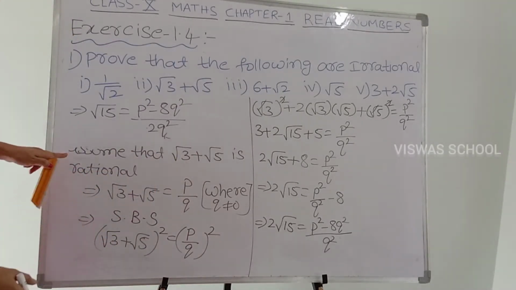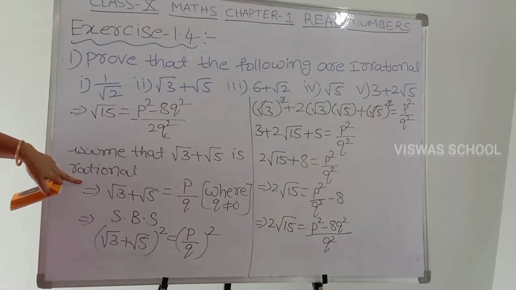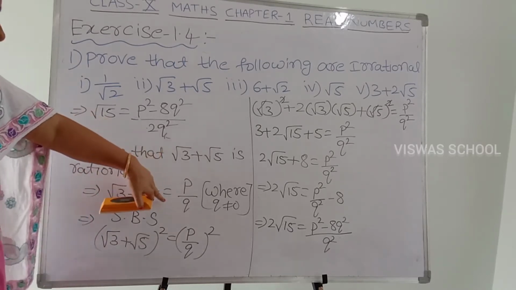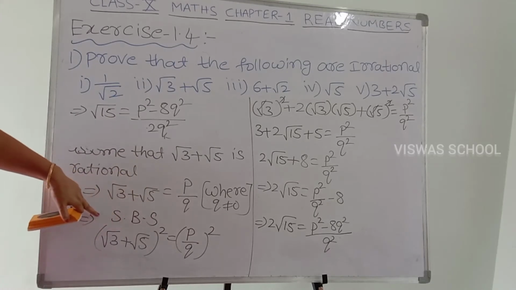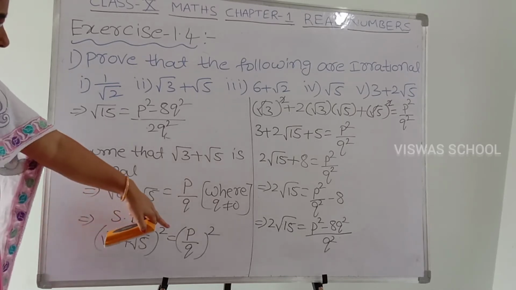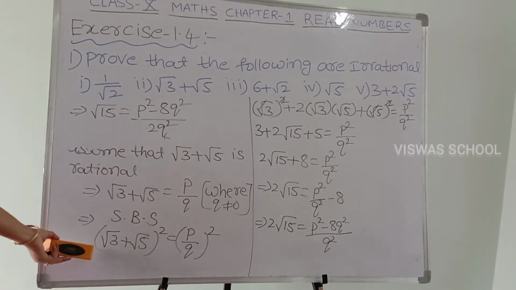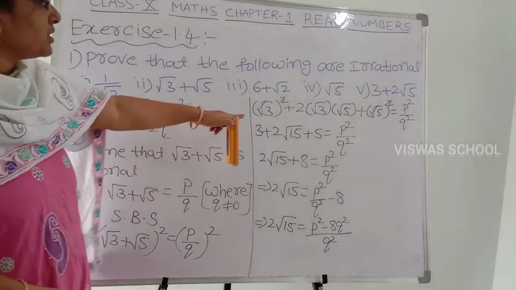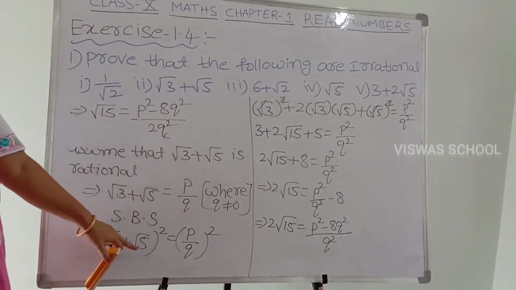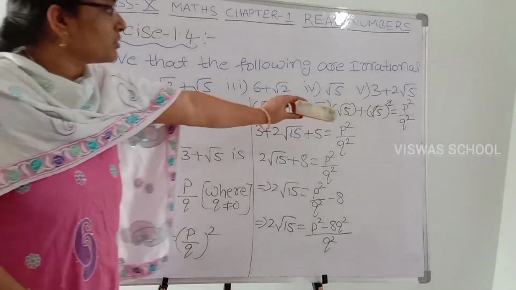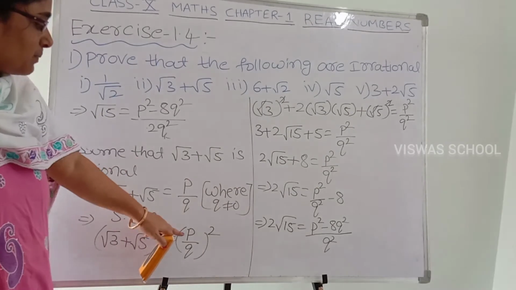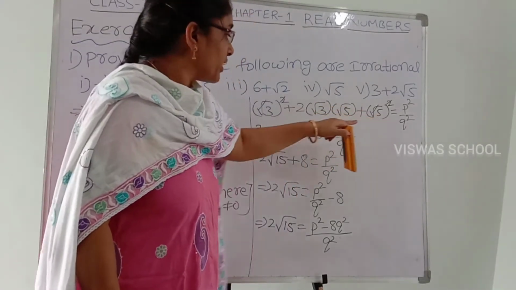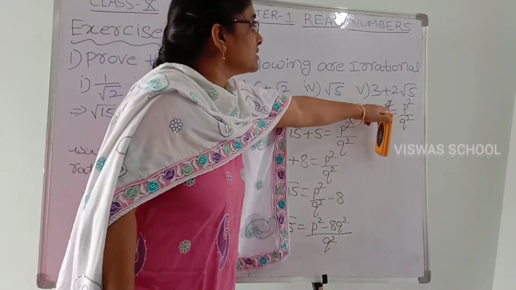Once again, here we are assuming root 3 plus root 5 is a rational number. Root 3 plus root 5 equals a rational number means it is in the form of p by q. Then we are squaring on both sides. Now root 3 plus root 5 whole square equals p by q whole square. The LHS is of the form a plus b whole square, and the formula is a square plus 2ab plus b square. A square means root 3 whole square, 2ab means 2 into root 3 into root 5, plus b square means root 5 whole square. And on the RHS, p by q whole square means p square by q square. Now the square and root cancel, and here also the square and root get cancelled.